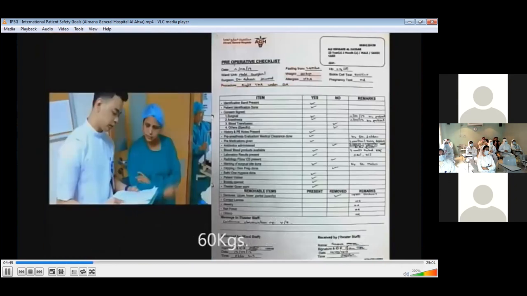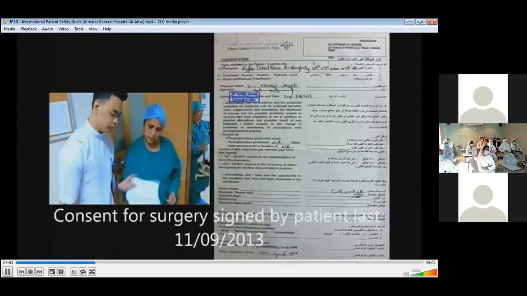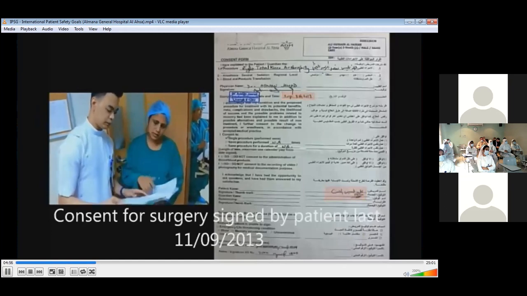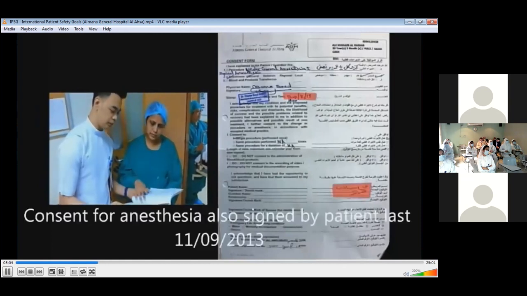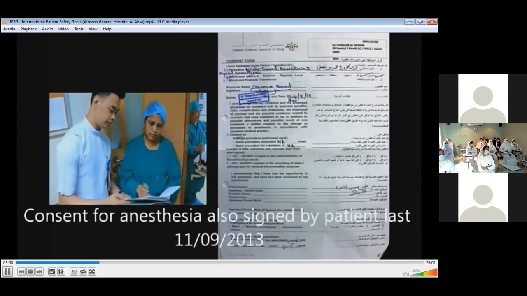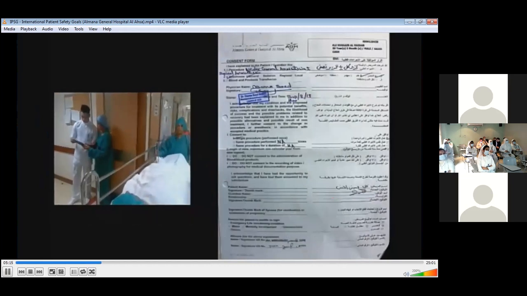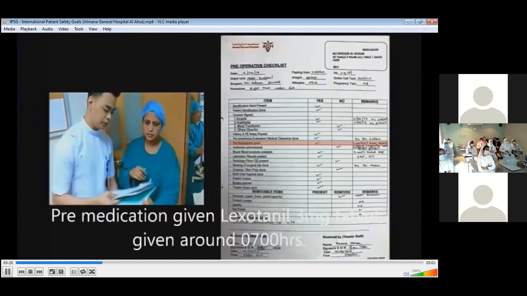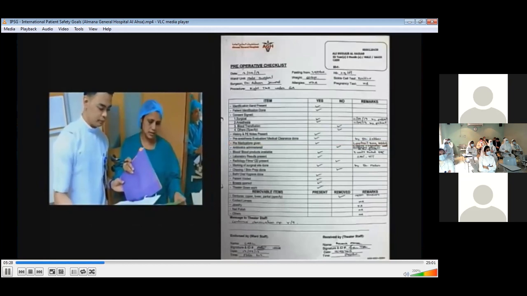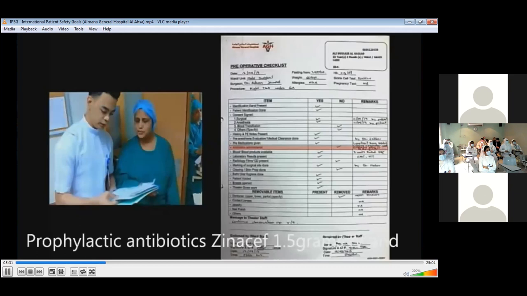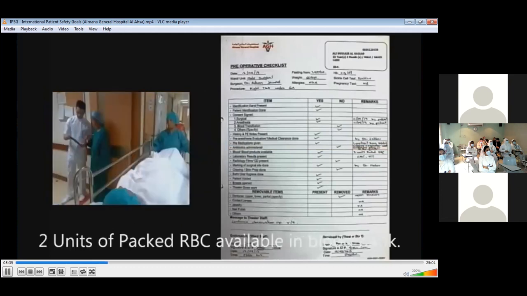Hemoglobin 11 grams, then she goes and passes the other known histories. Then sent for surgery, signed, dated September 11, 2013. Sent for anesthesia, also signed, dated September 11, 2013. The anesthesia evaluation done by Dr. Jabbar. Then premedications given, 3 milligram tablet, given around 0700 hours, signed. Then prophylactic antibiotics, Sinocef 1.5 gram IV, and gentamicin 80 milligram IV to be given here in OR. Then 2 units of PRBC available.